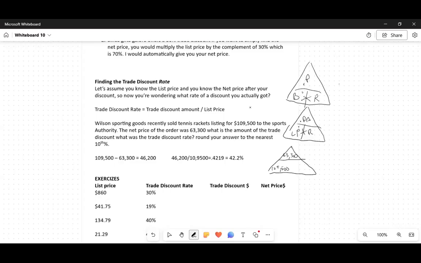Well, there's two ways to do this problem. One is I could subtract the 63,300 from the 109,500. That gives me a discount amount of 46,200. And I could write that in here. Hold on. I'll do the same problem again.